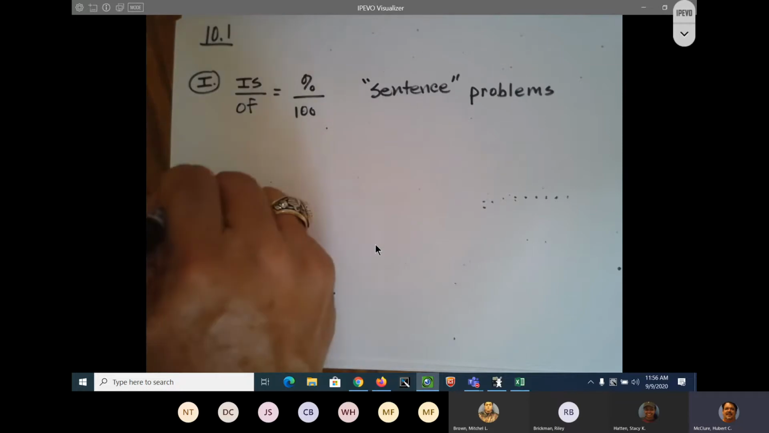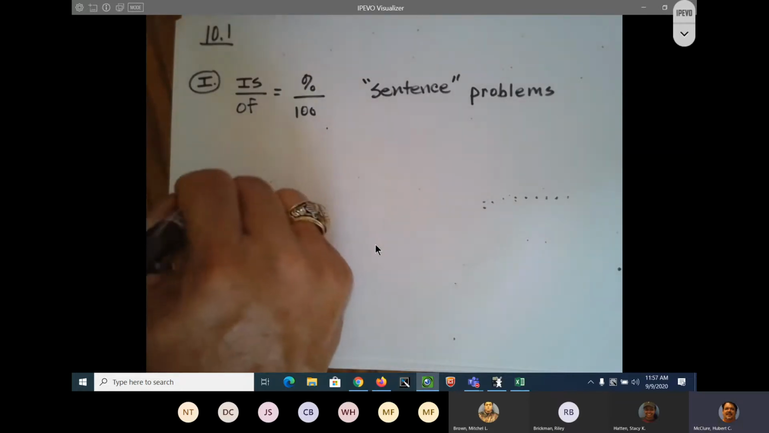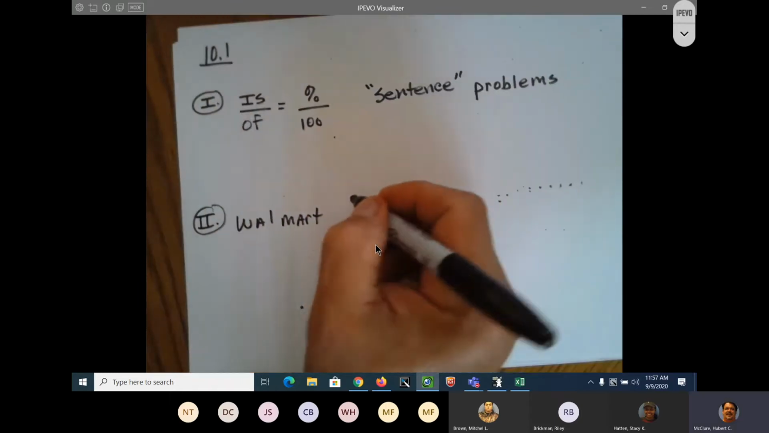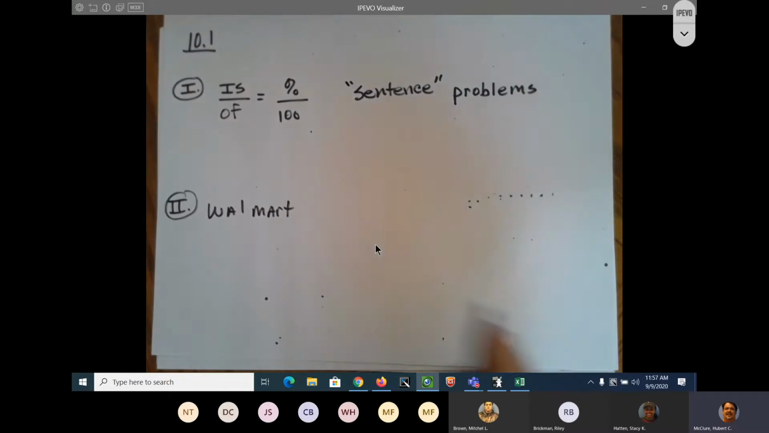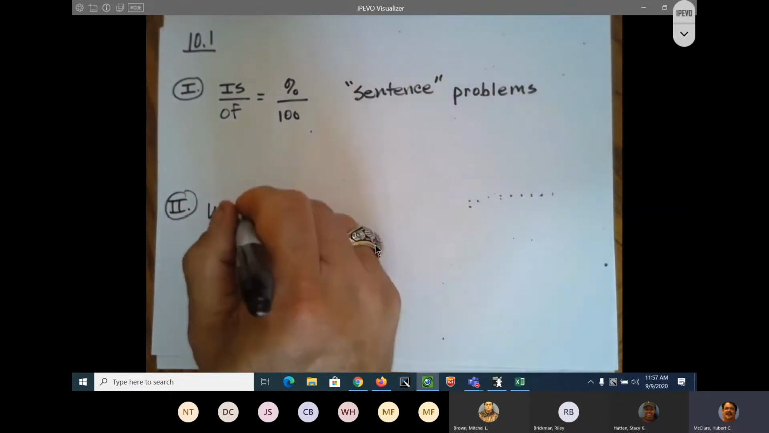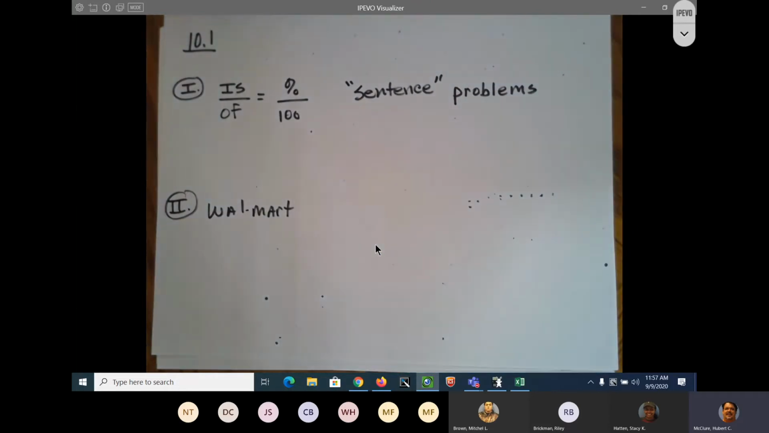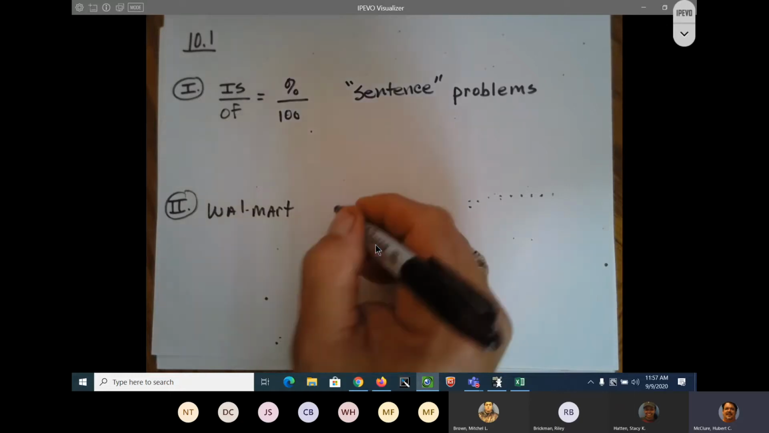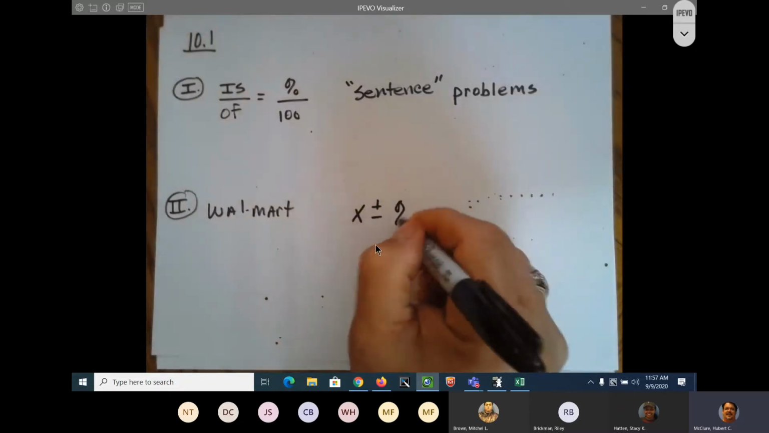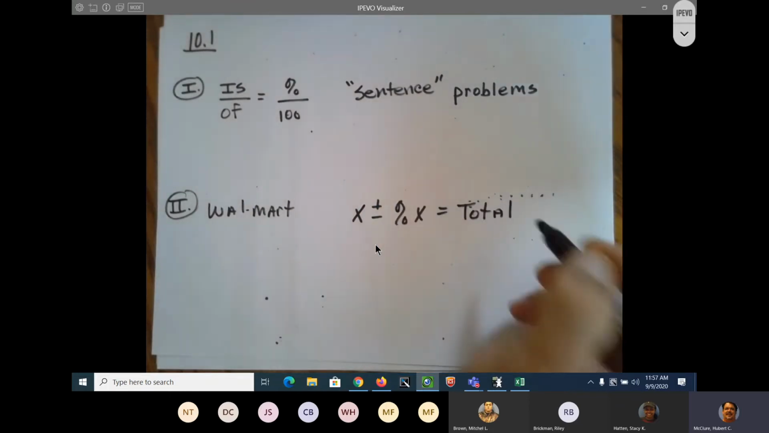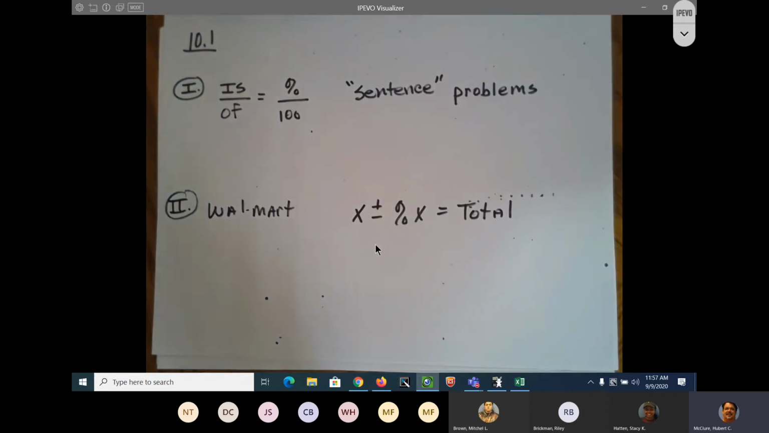The second type is what I call the Walmart equation. The reason I call it that is when I started teaching at Tri-County, I was teaching a basic math course, and it's the only course they gave me. I was teaching a little section of business math with fractions, decimals, and percents. And I said, you know, we use this every day: X plus or minus percentage X is equal to the total. Everybody uses this because everybody has gone into a store with a limited amount of money. If you haven't, you're lying.